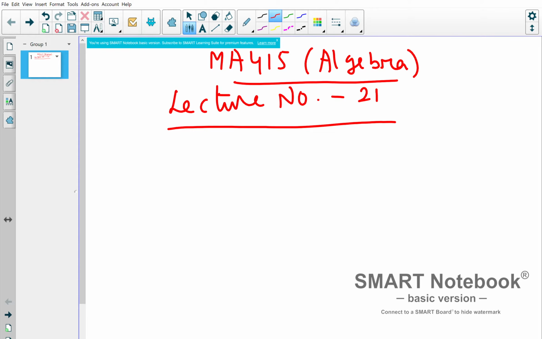Recall that we defined integral domains and their properties. Today we will learn some more definitions about rings. Obviously we also learned about what a subring is. So let me start with a definition.